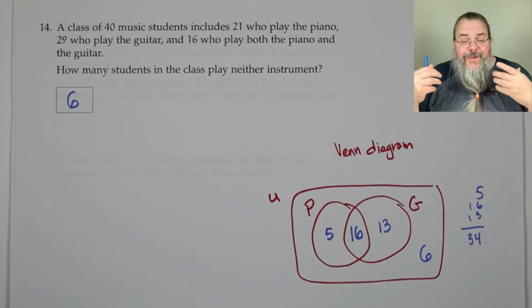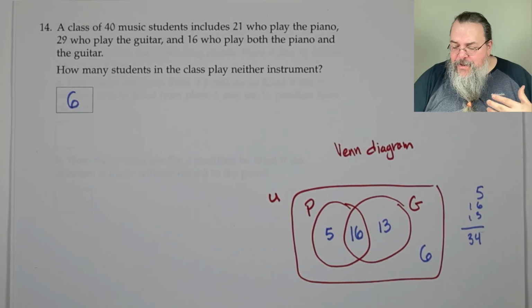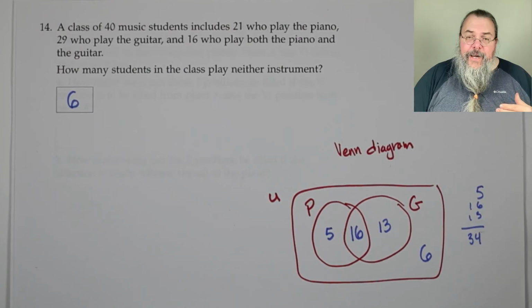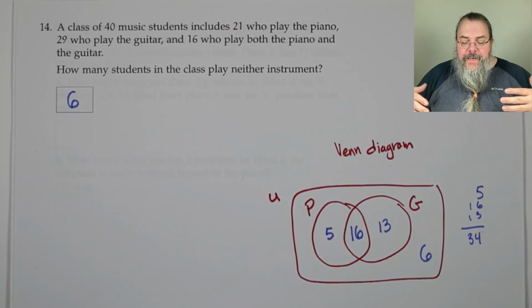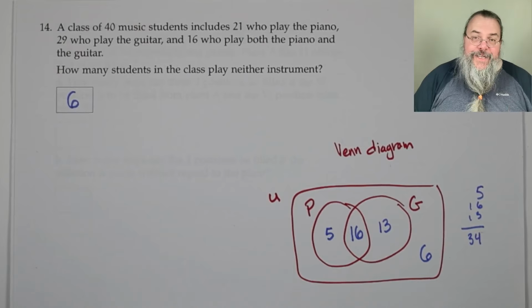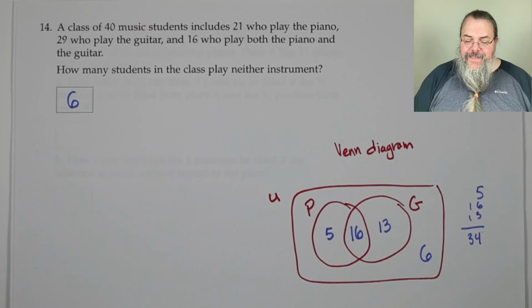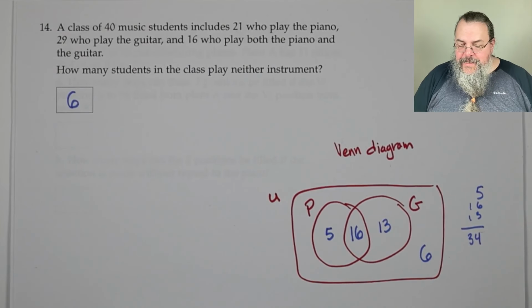So essentially, you're just going through and sort of logically reducing. The Venn diagram can be very helpful here because it gives you a systematic way to visualize what's going on. And so that's the problem.